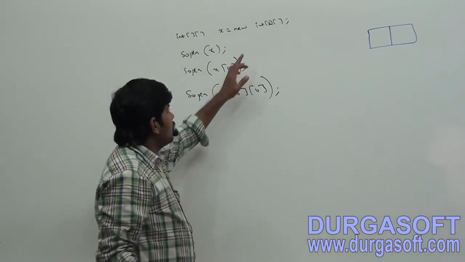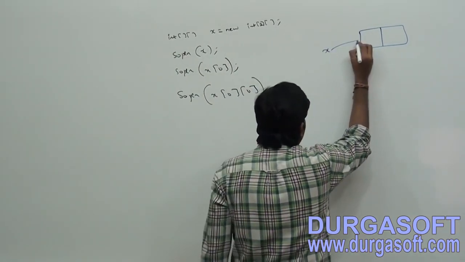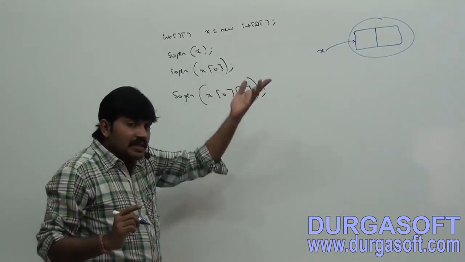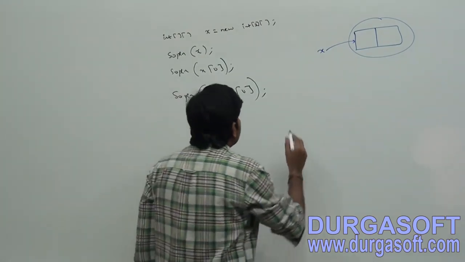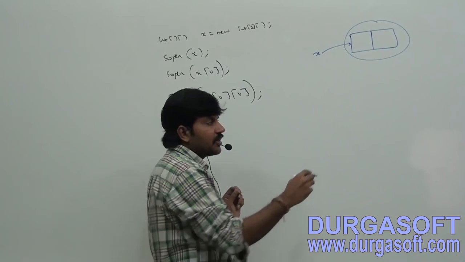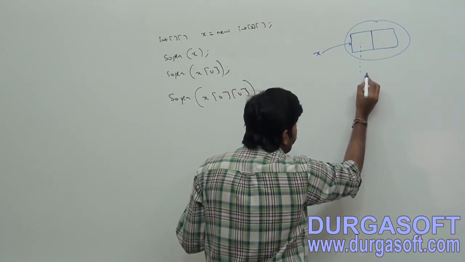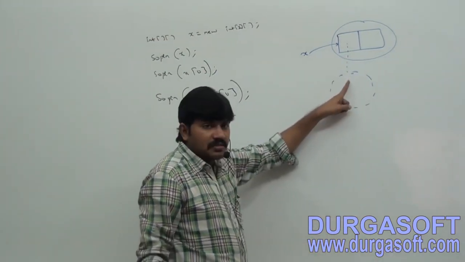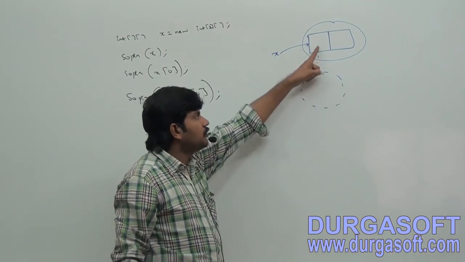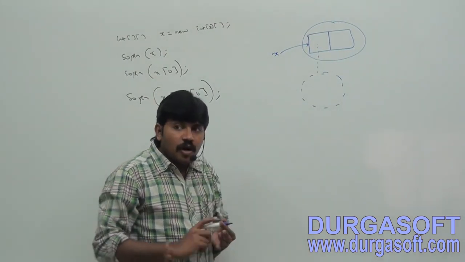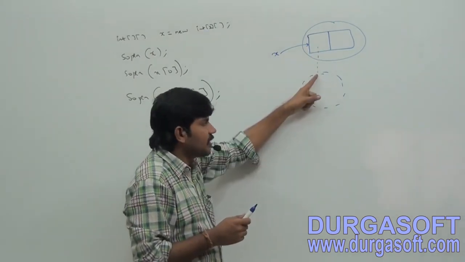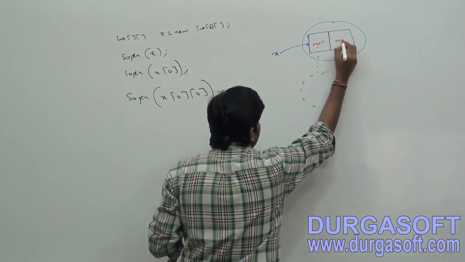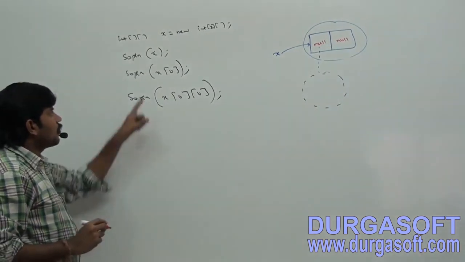Actually x is a 2-dimensional array. X is a 2-dimensional array. Base size is 2. Next level size, what is the next level size? You didn't specify. If you didn't specify, actually it has to point to an object, a 1-dimensional array object. But you didn't specify this. Then the default value for object reference, actually it is a reference. Reference default value is nothing but null. Null will be saved here. Null will be there. Now SOP of x.